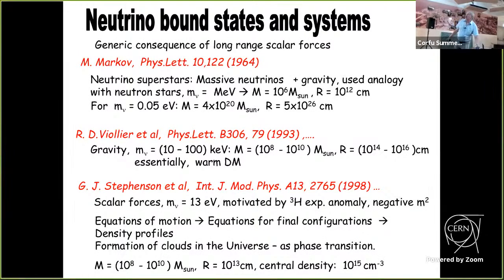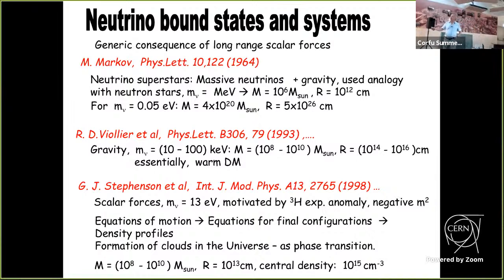A few comments on neutrino bound states. There's a long story starting from Markov, who was asking, why are neutrinos not forming stars? And he used an analogy with neutron stars and computed characteristics of these neutrino stars. It's just a very dense degenerate neutrino gas. He used for masses something like 1 MeV, and that was fine. He has sizes of these neutrino stars of galactic scale.